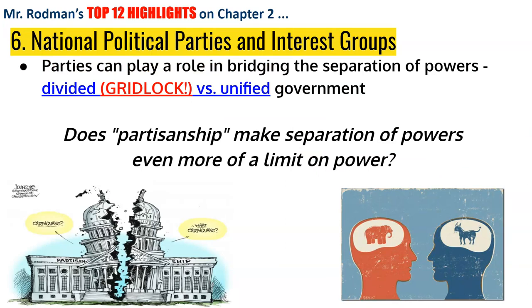Now, sometimes we have gridlock, this idea of divided government, and we see that with the Senate and House right now. We don't even have to look beyond the bicameral legislature to see gridlock. We have a House that is a Democratic majority. We have the Senate that is a Republican majority. Or you could look at the House that's a Democratic majority and the White House or the executive branch that is Republican. And so there is gridlock. Not a lot gets done. They're going to have to find ways to compromise in order to move forward.